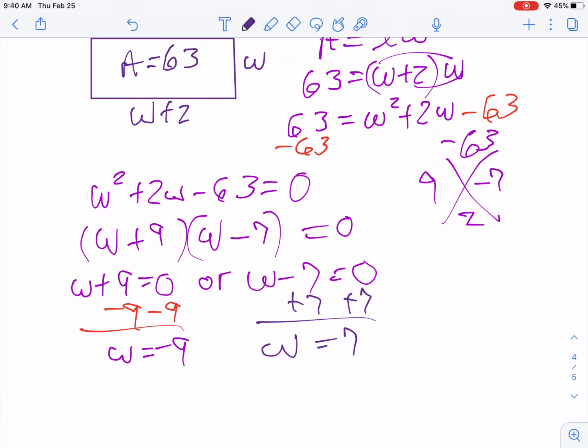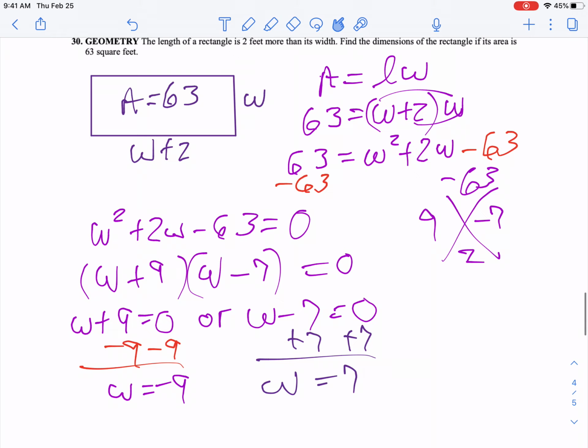Now, these are the two answers to the quadratic, but they're not the answers to the problem because we're doing an application, the width of a rectangle. Can the width of a rectangle be negative? No, it can't. So this is a solution to the quadratic, but it's not a solution to the problem. So your answer is the width is 7.